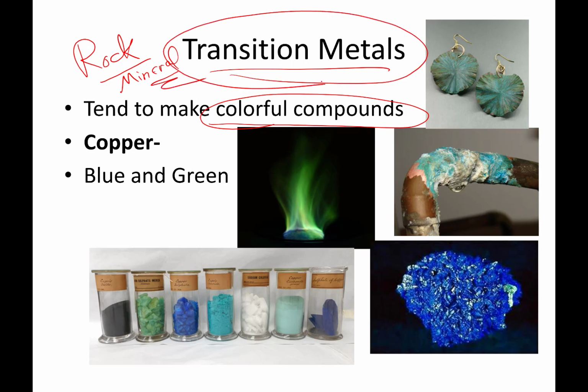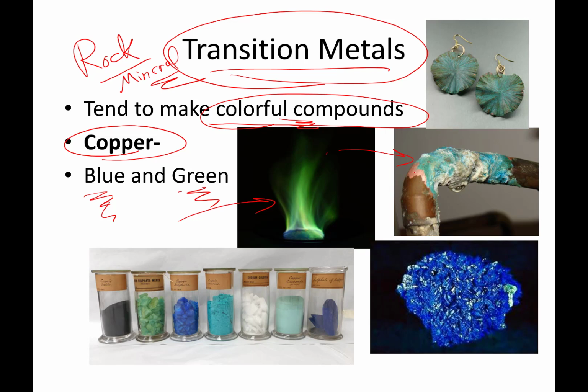Transition metals tend to make very colorful compounds, and copper is one of those. Copper makes, depending upon how it bonds, and we'll talk about these multiple ways of bonding in the next week or two, blue or green compounds. If you burn copper compounds, it will produce a really beautiful medium colored green flame. If you see copper corroded pipes, one, be worried because your piping might be in trouble.